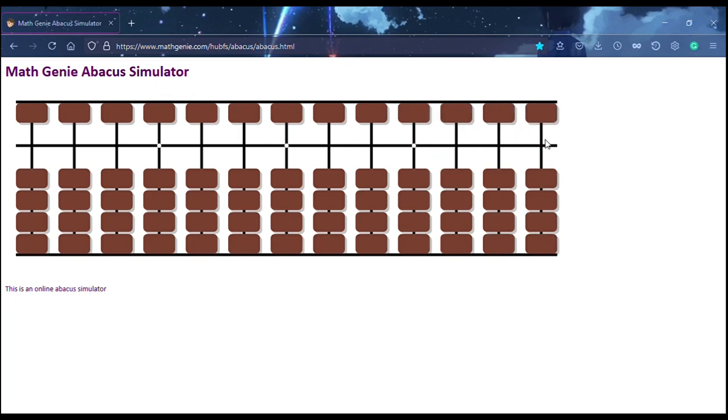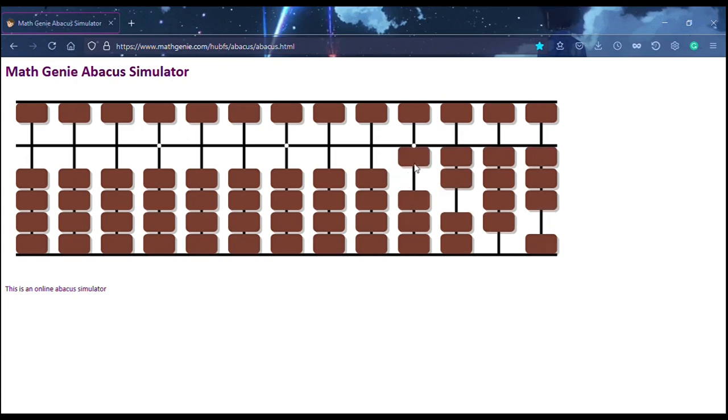So in example number 3, send a screenshot of the abacus simulator depicting the number 1243. So this is quite easy. All the numbers over here are below number 5, so we can just count the 1-beats. 1, 2, 4, 3. Easy.